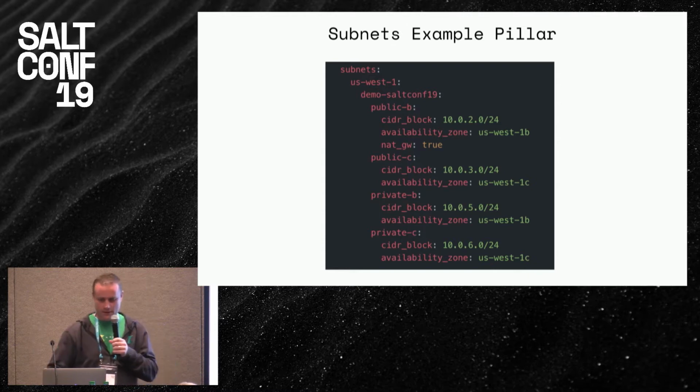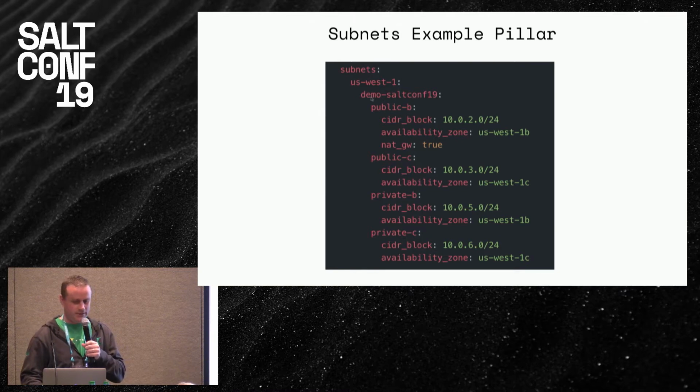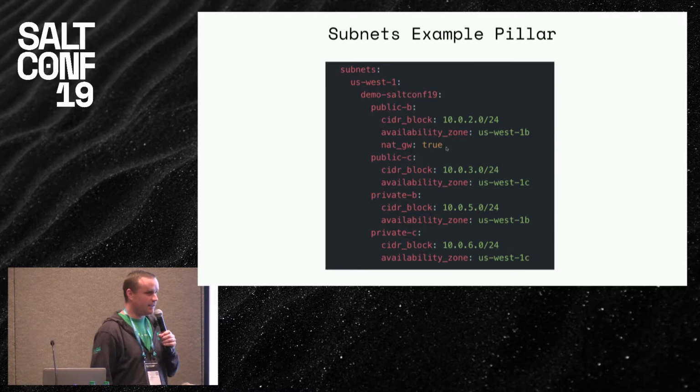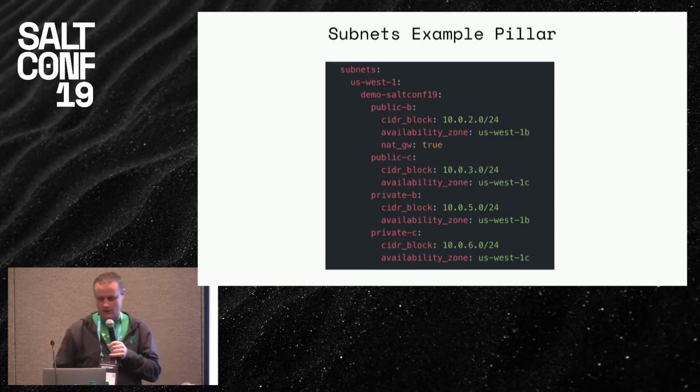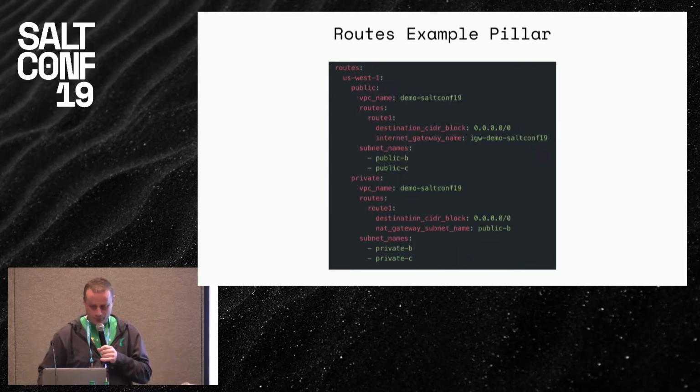That's the next item on there. Right here, this is the VPC name. And then we want these subnets to exist, and we want one of them to have a NAT gateway. We just put true in there. And then it will go out and create all of those subnets with the NAT gateway.